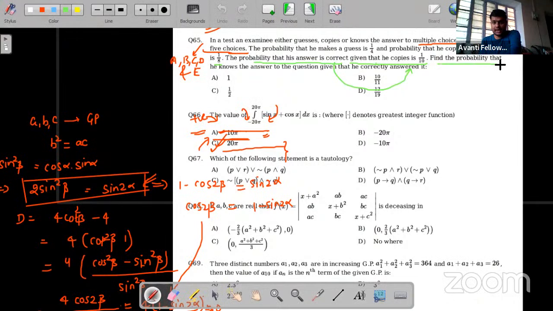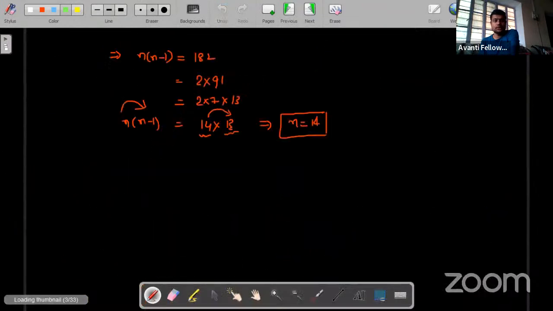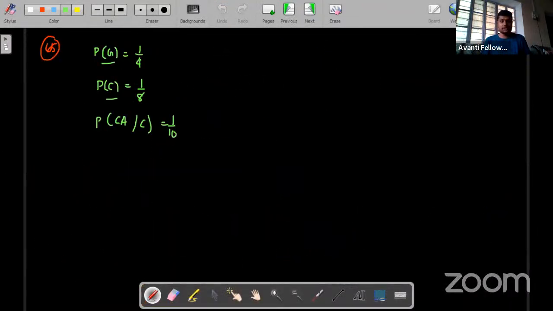What he is asking is to find the probability that he knows the answer to the question, given that he correctly answered it. So we have to find the probability of knowing. Knowing, let's say I am assuming as event K. So P of knowing, given that he correctly answered it. This is what he is asking. Clear? So now what is the question? The question is we have to find P of knowing, given that the answer is correct. This we have to find out.